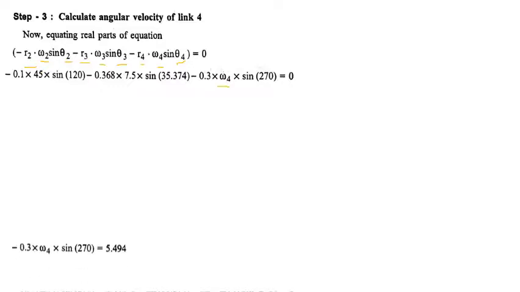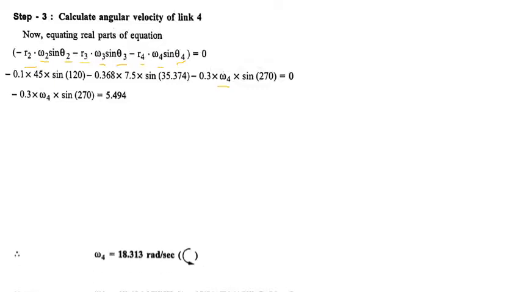Now solve this one and simplify this. After simplification we got omega 4 value 18.313 radians per second. It is rotating in a counterclockwise direction because the input link is rotating in the counterclockwise direction. Therefore, the other two links, that is link number 3 and link number 4, are rotating in the same direction.